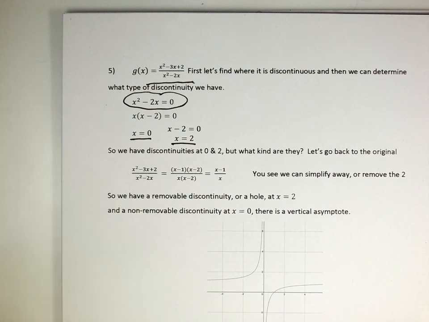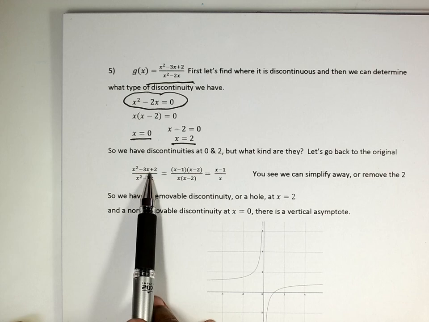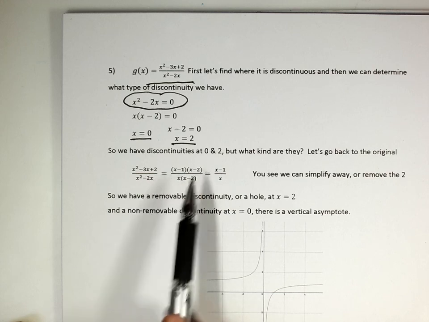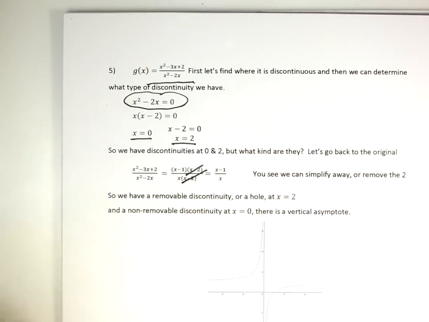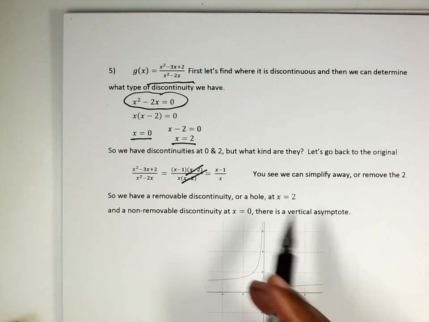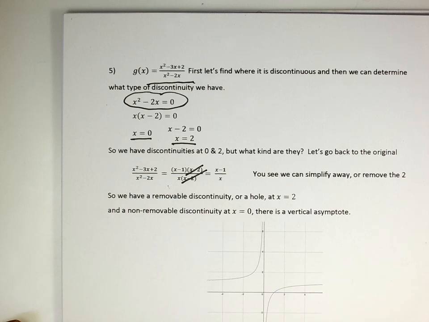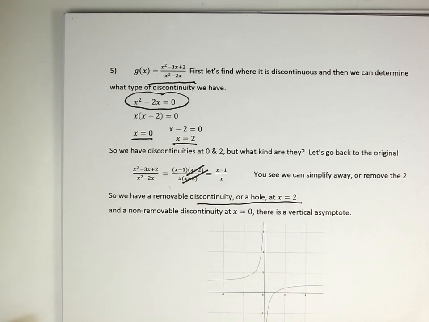And we can talk about what kind of discontinuity it is a little bit, because when we get into graphing functions later, we're really going to want to know. So I factored it. We had that x squared minus 3x plus 2 factors to x minus 1 times x minus 2. So this x minus 2 on top and the bottom simplify, and I get x minus 1 over x. So you can see when we simplify it, we remove that other problem spot, so it's called a removable discontinuity. And when you have a removable discontinuity, that's where you get a hole in your graph. The 0 can't simplify away, so that's where I'm going to wind up with a vertical asymptote.